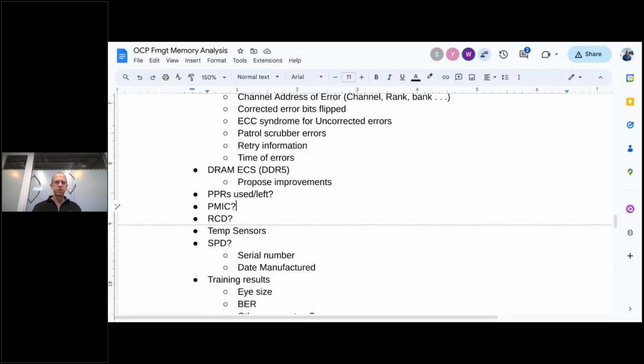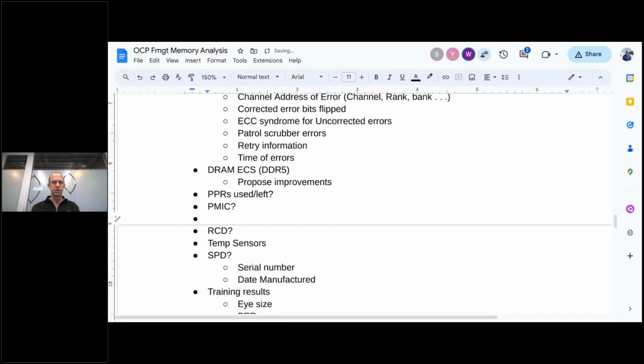And then, I don't know much about the PMIC or RCD. I'm wondering if there's anything from them. If the PMIC can log a power problem, that seems relevant. Joe, is that? Yeah, go ahead. Yeah, that's one concept for the PPR.